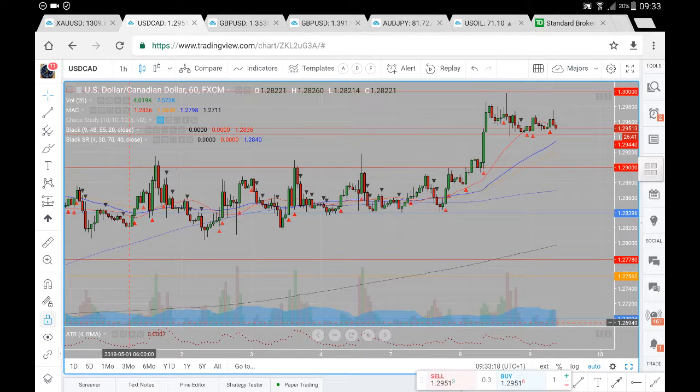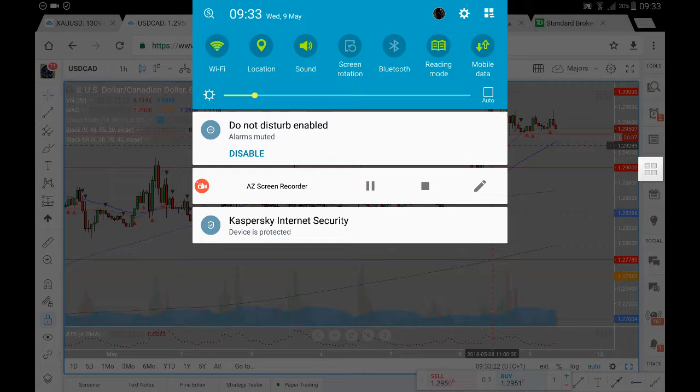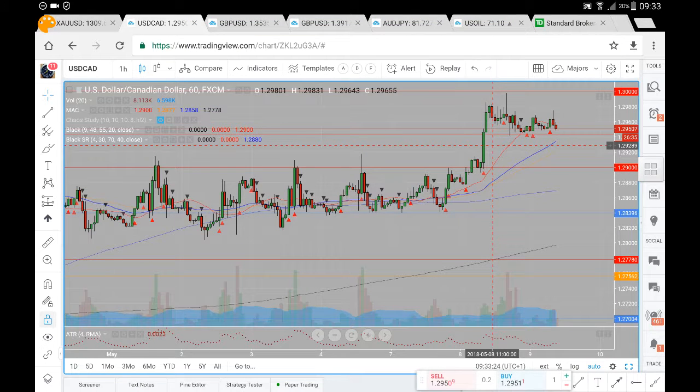So this is USDCAD analysis for Wednesday, the 9th of May. Now, let's just have a look at where prices may likely go. So we did see the breakout of this 129 level. We did see price progression up towards our 129.44.